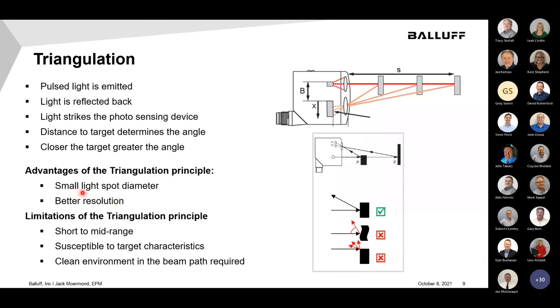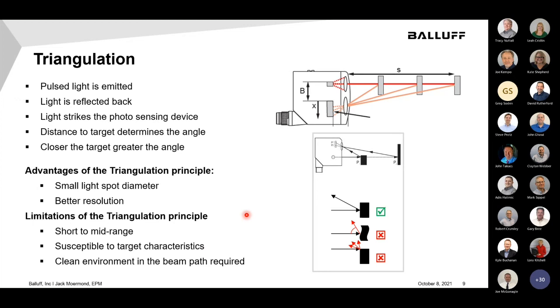Typically, the small light diameter, typically all of these are going to be with laser. In fact, all of our distance sensors are laser. We don't have any that use infrared. We do have one that uses a red light. So typically, triangulation is going to give you a lot better resolution. The limitation is short to mid-range. So typically, once you get above maybe 2 meters, you're back into time of flight. So these are going to be short. They are also susceptible to your target characteristics. So whether or not you have contours, your light might bounce around the wrong direction. And typically, you want a clean environment with these guys.